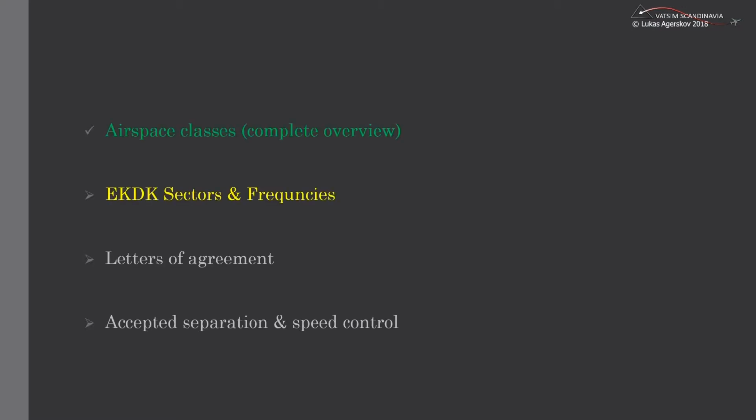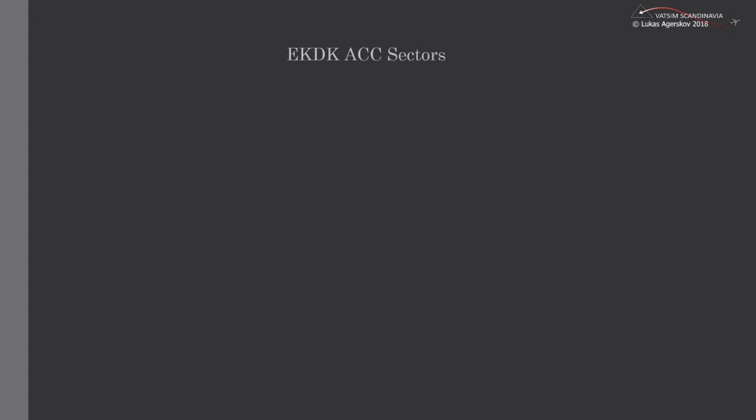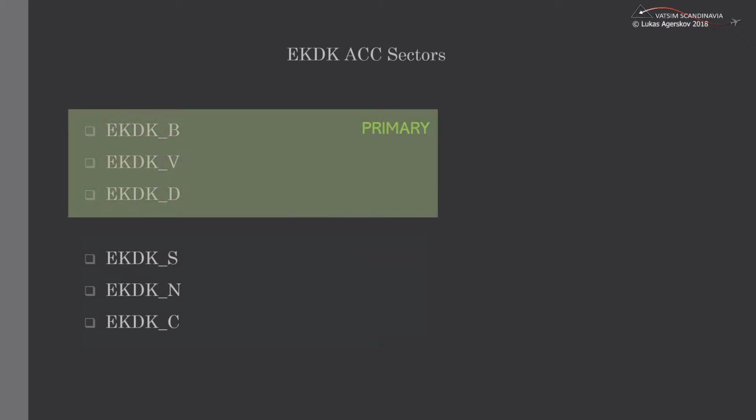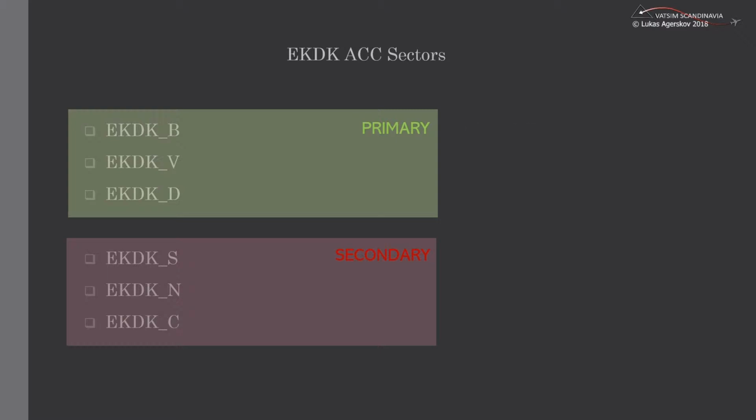That's it. Now, this might be a little bit of a mess, so let's dig a little bit further into the sectors and the frequencies. You see the airspace buildup. Now we're going to look into these different EKDK sectors. In reality there are 13, but on VATSIM we're utilizing 6 frequencies. These are EKDK Bravo, Victor, Delta, Sierra, November, and Charlie. We can split these up into 2 different categories, the primary frequencies and the secondary frequencies.